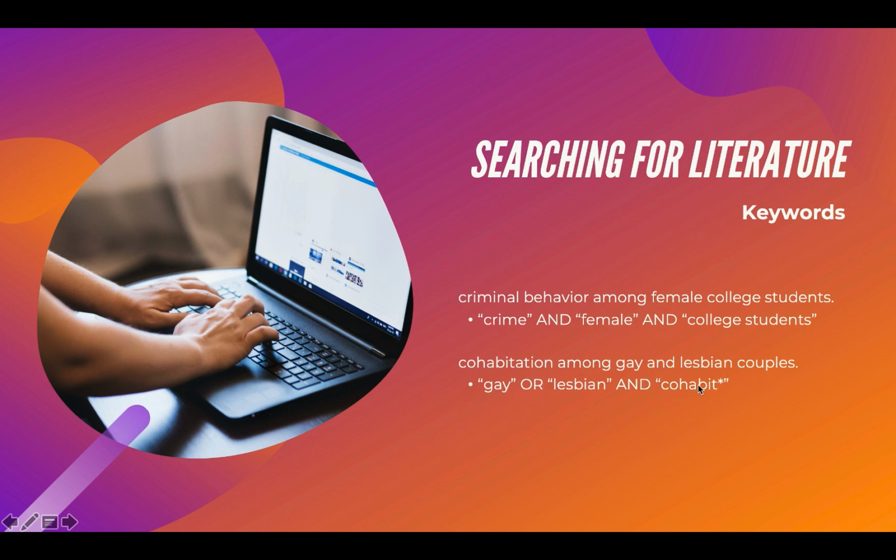And finally here where we see cohabit, I want to look at cohabitation, but I say cohabit with a little asterisk. So what that means is it's going to find the stem cohabit. So it could be cohabit, it could be cohabitate, it could be cohabitation, it could be all of those various iterations of the stem cohabit. So it's going to find gay and cohabitate, gay and cohabit, gay and cohabitation, lesbian and cohabit, lesbian and cohabitate, lesbian and cohabitation. So it's going to give you a larger set of characteristics. Two of these words are going to be linked by the operator and.